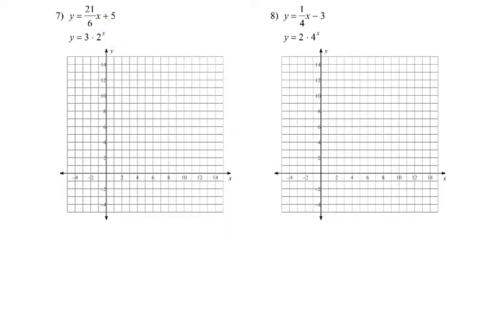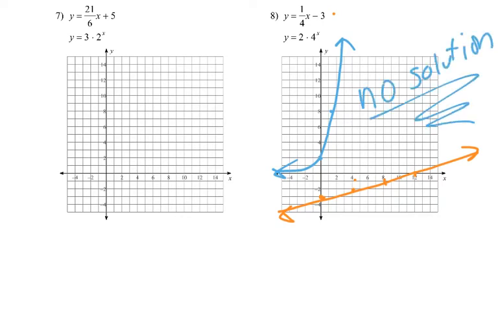Alright, let's look at the last ones. So we'll start at negative 3. We go up 1 to the right 4. So it would look like that. And then we start at 2 and we're times them by 4, so that would be 8. So it would look something like this. Okay. Now this one's pretty easy. There's no solution. Okay, they're never going to meet. So sometimes you have that situation as well.